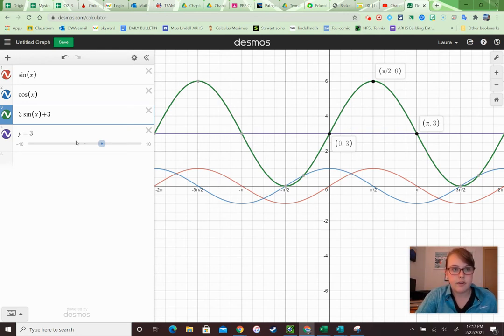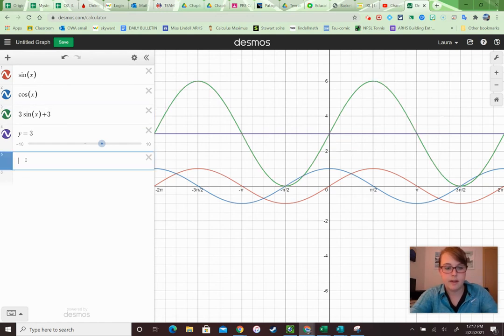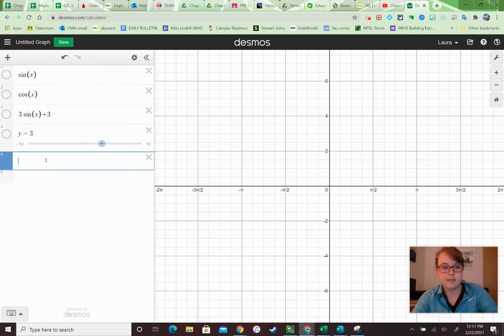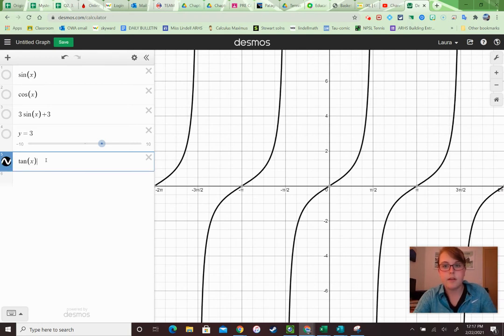You can also graph tangent by doing the same thing. I'm going to get rid of those though so we can actually see it. And as you can see, the tangent graph looks very different than the sine and cosine graph. And it has asymptotes every pi over 2. And also the period changes. Each of these little S curves takes up pi instead of 2 pi. So one big difference between sine, cosine, and tangent is definitely the period.